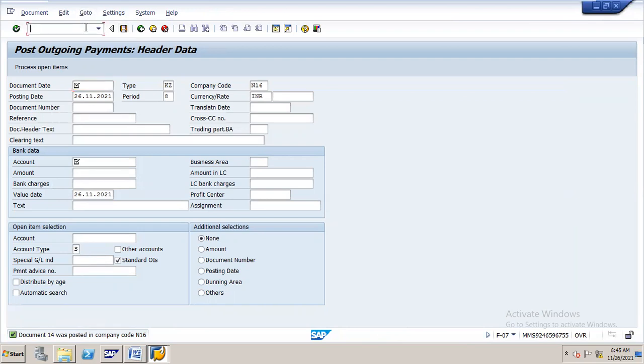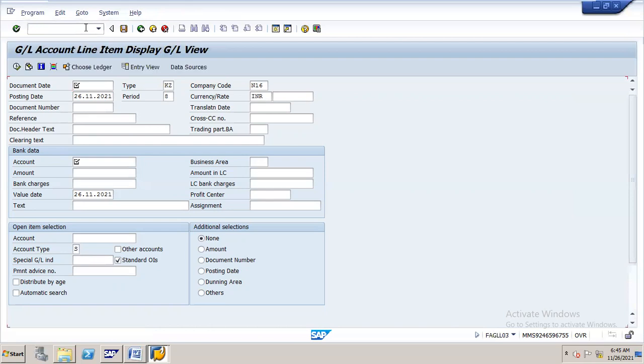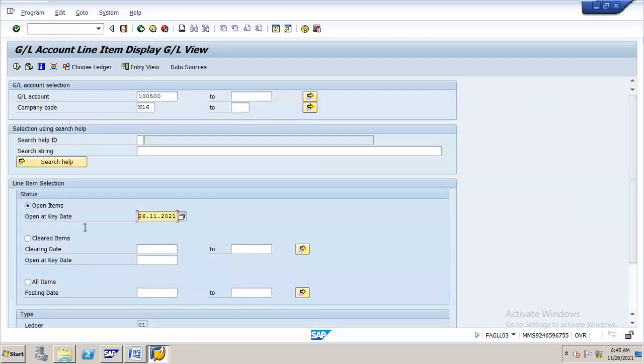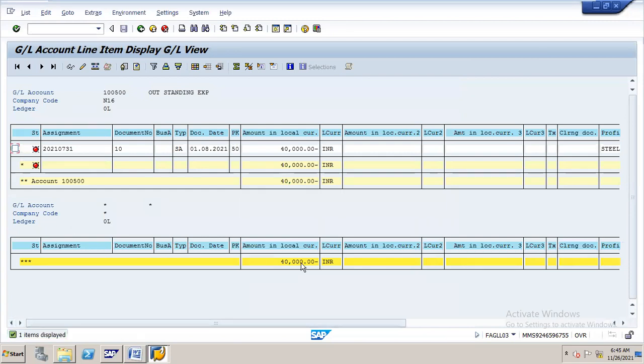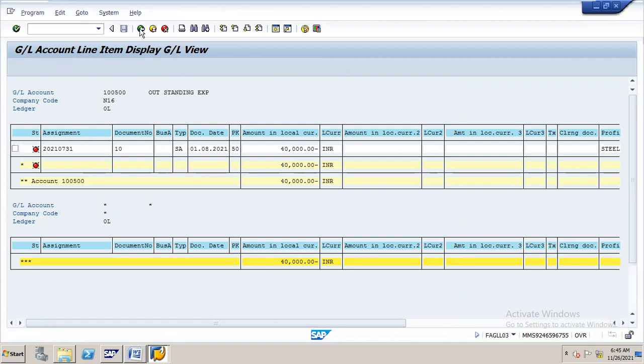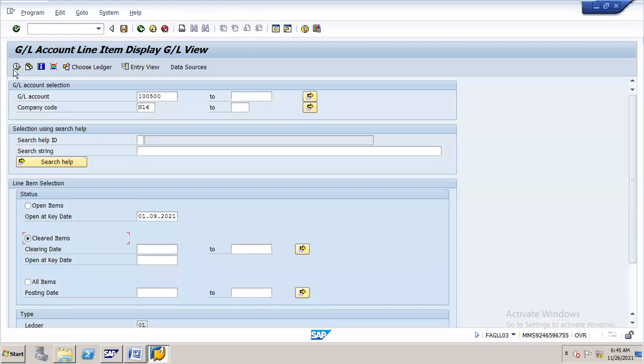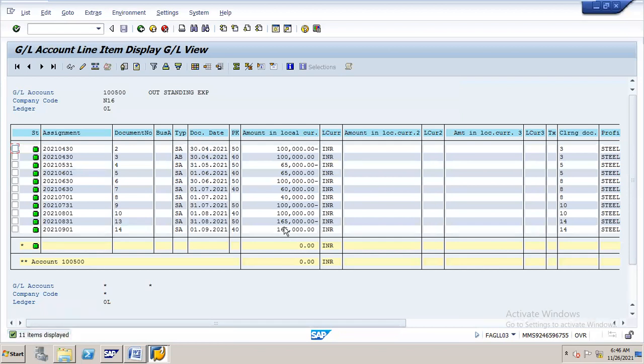After paying, FAGLL03. If I go, what date should I give after paying? September 1st. If I look at that, obviously it is not there under open item because I paid the payment. I issued the check, but 1,65,000 is not there, right? So just go back. Where is it? Here, cleared item.